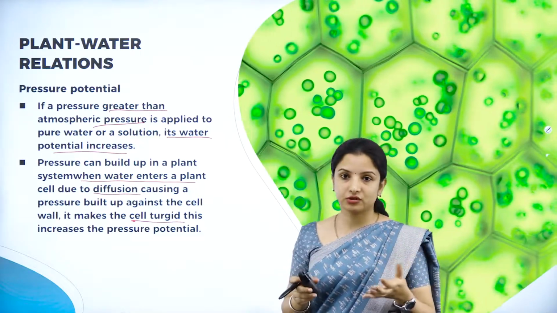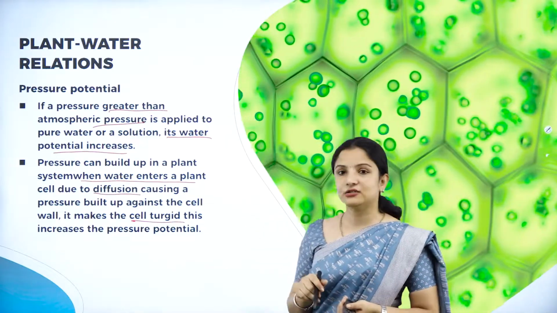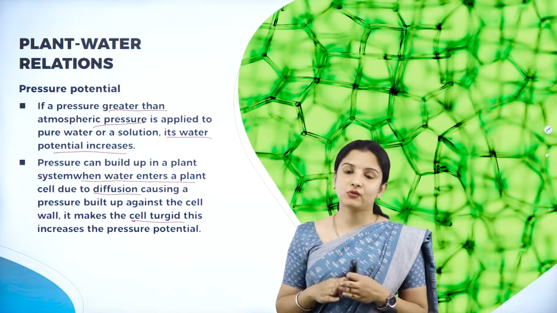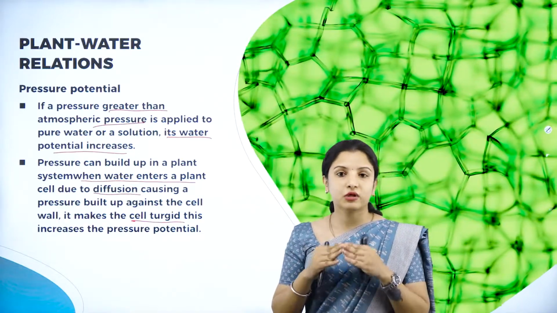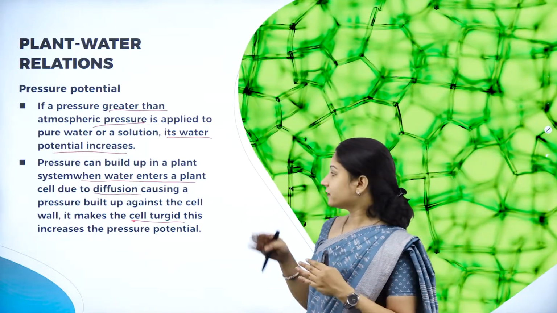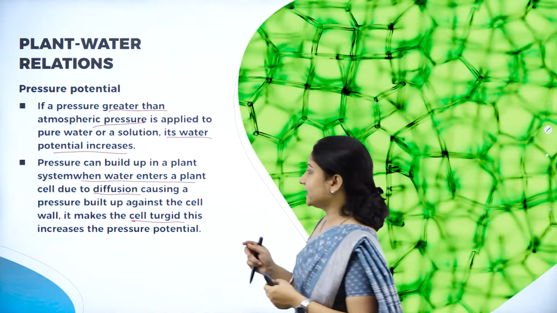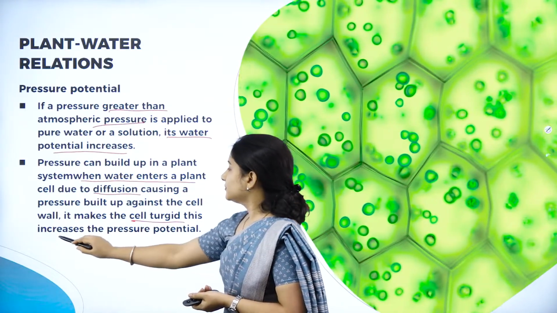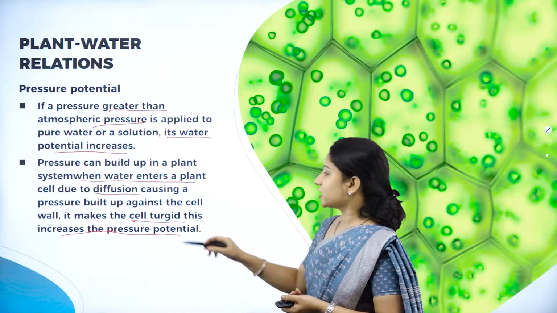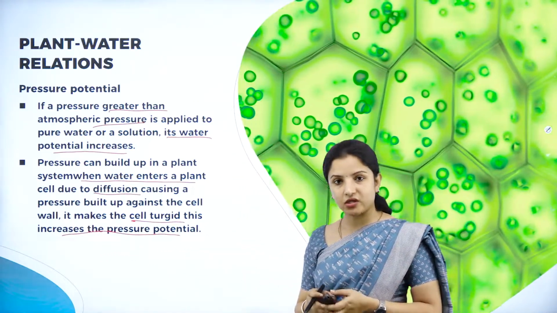The cells will burst open, but it is not like that in the case of the plant cell. So that is one advantage. The turgor pressure, or the process of diffusion, is one of the advantages in the case of the plant cells. And it makes the cell turgid and it will increase the pressure potential.